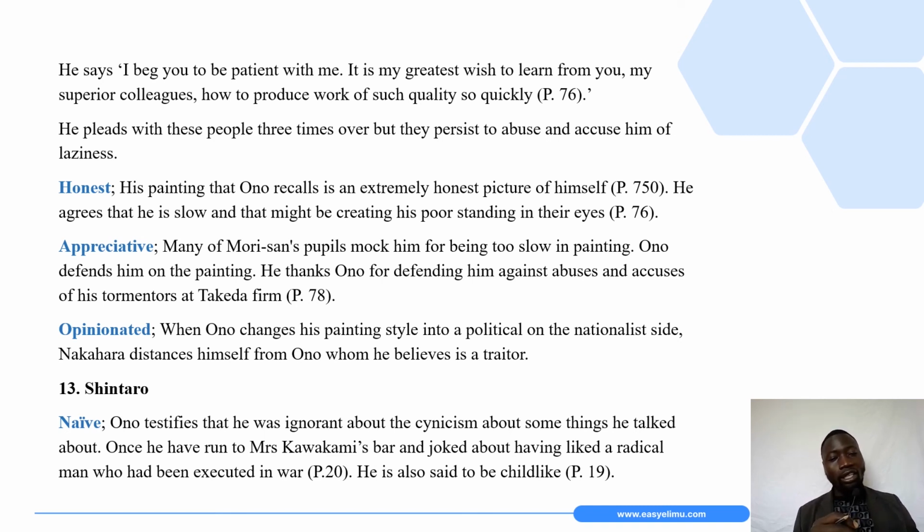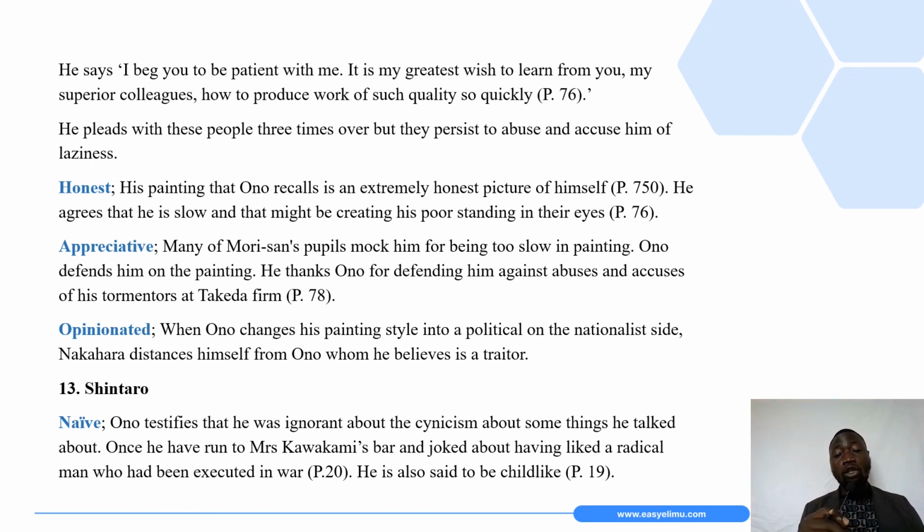So there is also Shintaro. We come across Shintaro in this episode. So Shintaro is naive. So remember, he also used to be Ono's pupil and protege. Ono testifies that he was ignorant about the cynicism about some things he talked about. So once he has run to Mrs. Kawakami's bar and joked about having liked a radical man who had been executed in war.